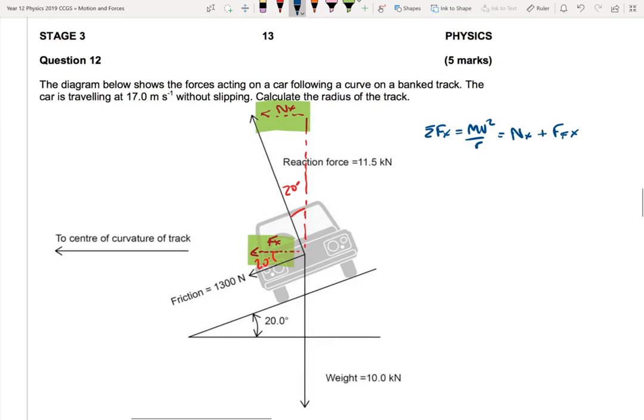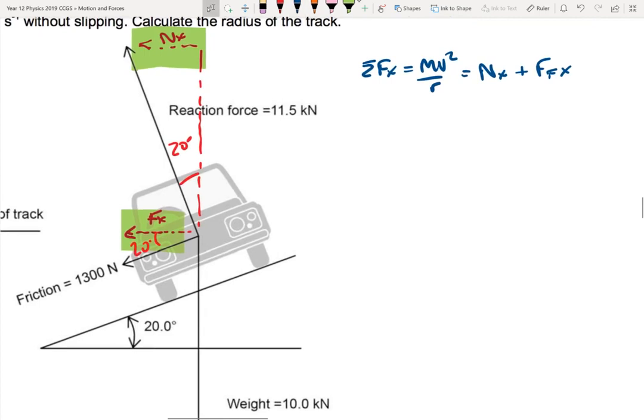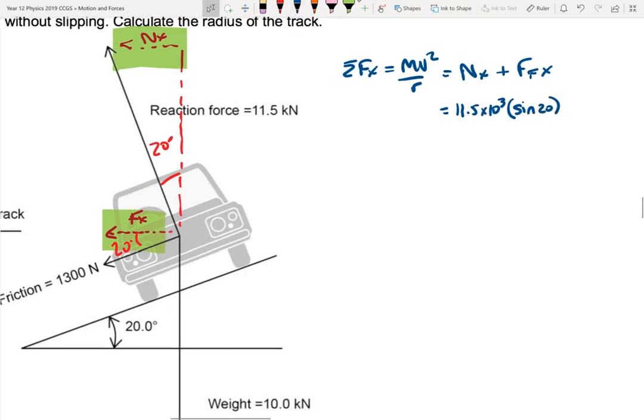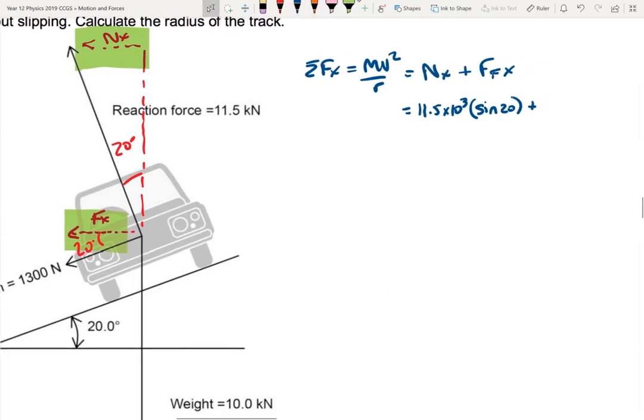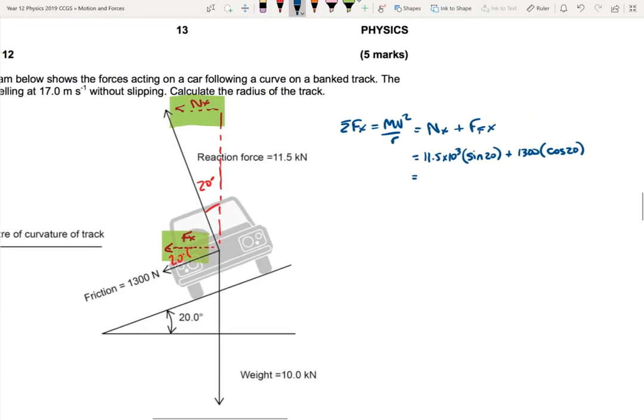Now here we had to be careful. One's at one angle to the vertical, the other's to the horizontal. So we've got to be careful. It's going to be 11.5 by 10 to the 3 sine, plus, and then obviously the F is 1300 cos 20. All right, so here was an example. I think it was the 2015 or 2014 exam where you had to sum the x's. You were given the velocity.